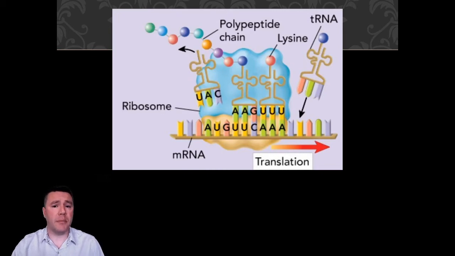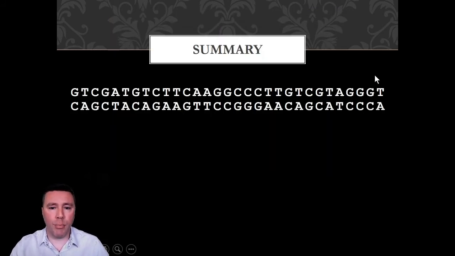Okay, so that animation does a really great job of showing a simplified process of translation. How the transfer RNAs are compatible with the messenger RNA, because the transfer RNAs have anticodons that are complementary to the messenger RNA's codons, and how those transfer RNAs are carrying amino acids to the ribosome so that they can be linked together in a long chain of amino acids. Now, let's go ahead and take a look at a summary of this entire process.